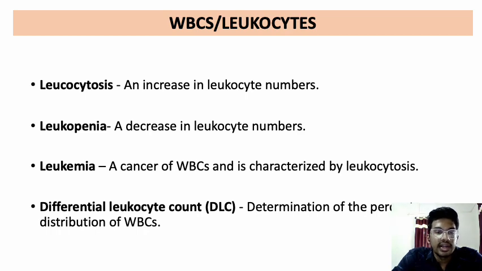Leukocytosis is an increase in the leukocyte number. Leukopenia is a decrease in the leukocyte number. And leukemia, we have heard this word multiple times in our life, I suppose. It is a cancer of the WBCs and it is characterized by leukocytosis. Differential leukocyte count, or the DLC, is basically determining the percentage of each type of WBC, like how much percentage of eosinophils there is, how much percentage of neutrophils there is. You will count 200 or 100 leukocytes or WBCs, and out of these 200 or 100 cells, how many neutrophils are there, how many eosinophils are there, how many basophils are there, and with this comparison we will get the differential leukocyte count.